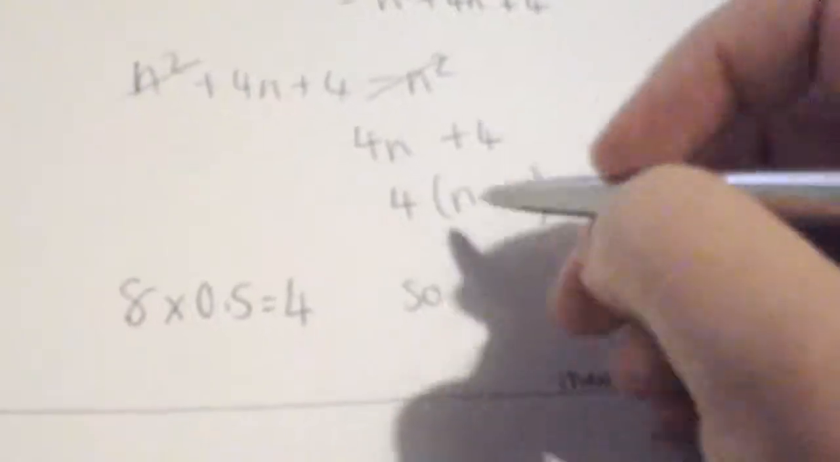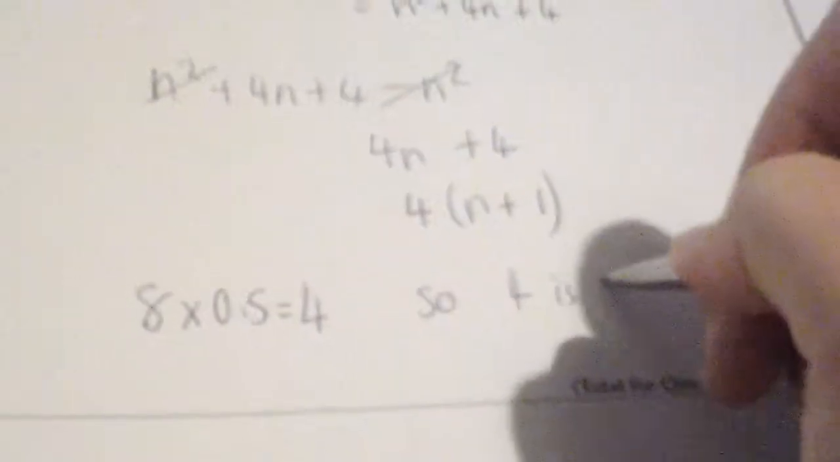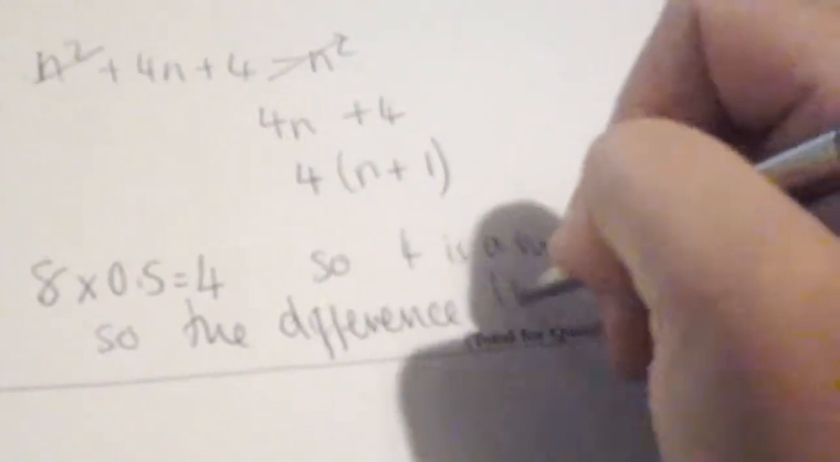Now this is a little bit sneaky because 4 is actually a multiple of 8 technically, because 8 times 0.5 is 4. So 4 is a multiple of 8. So the difference, which is 4 times n plus 1, is also a multiple of 8.